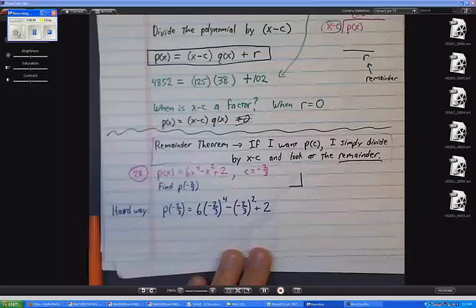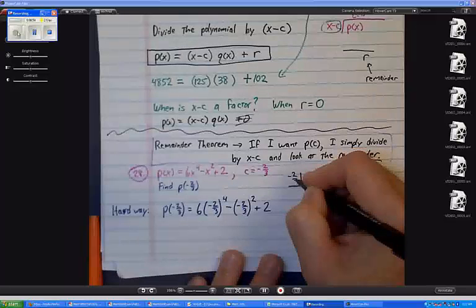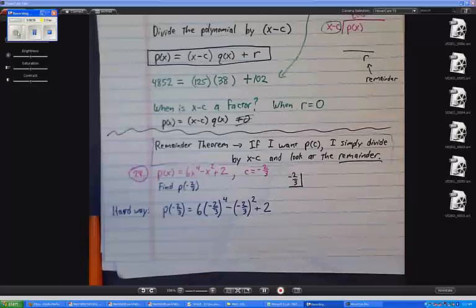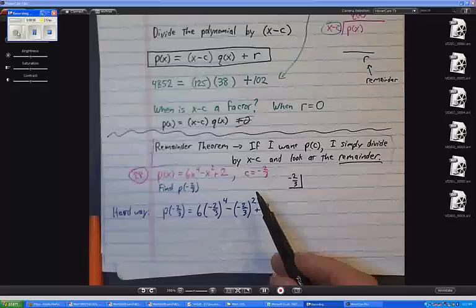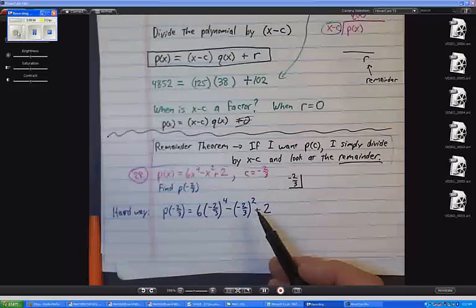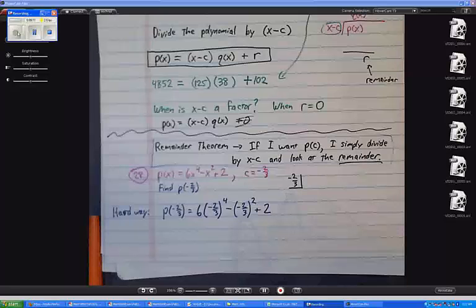Almost. Negative 2/3, right? You put whatever c is. In other words, I'm checking, is x plus 2/3 a factor? That's another way to say it, right? But the remainder theorem says even if it's not a factor, this is a really cool tool. And you'll see how this works, I think, in a minute.